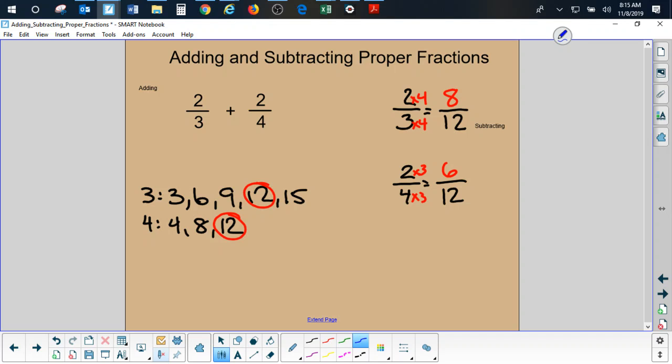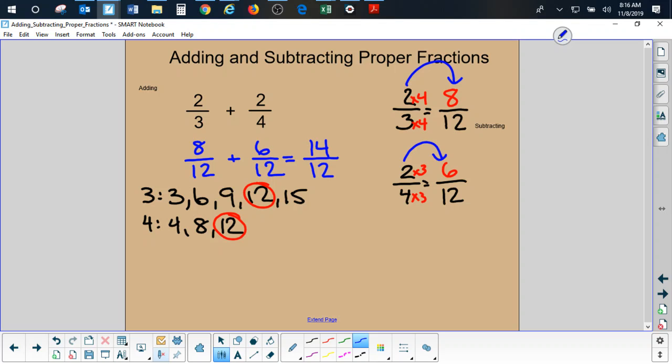So we had 2/3. We want to change it into 8/12. So that's my equivalent fraction. And then we had 2/4, but we wanted to change it into 6/12 because that's, again, another equivalent fraction for it. Now we can add these two fractions together because they have a common denominator. So my denominator stays the same as 12, and 8 plus 6 is 14.